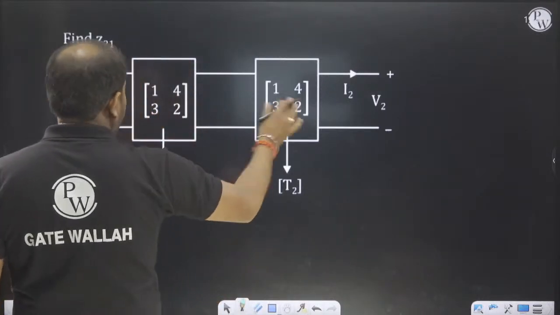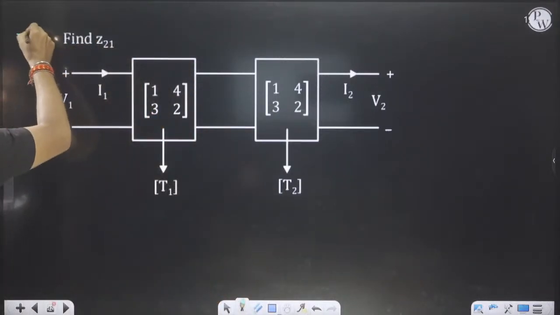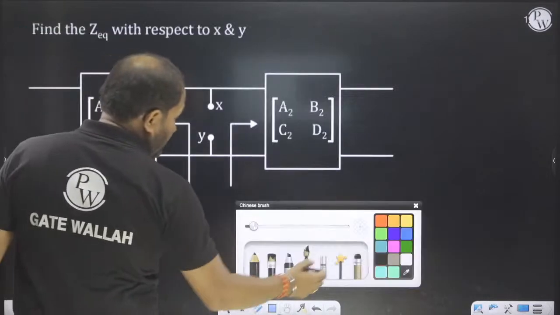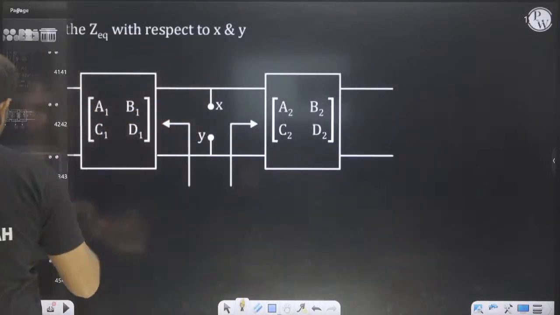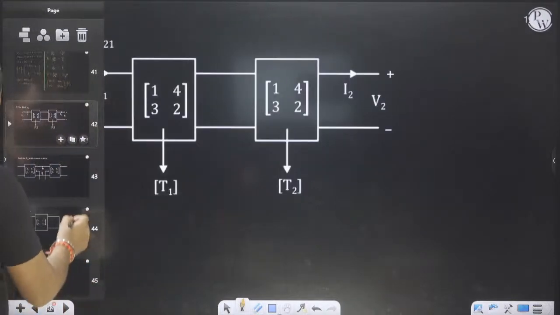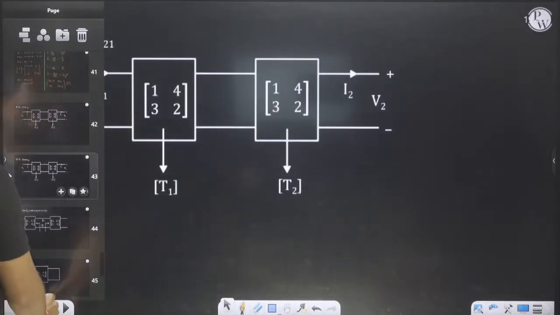First of all, they are giving a matrix. The transmission line matrix is given. So what will we do? First of all, we will go through the question.